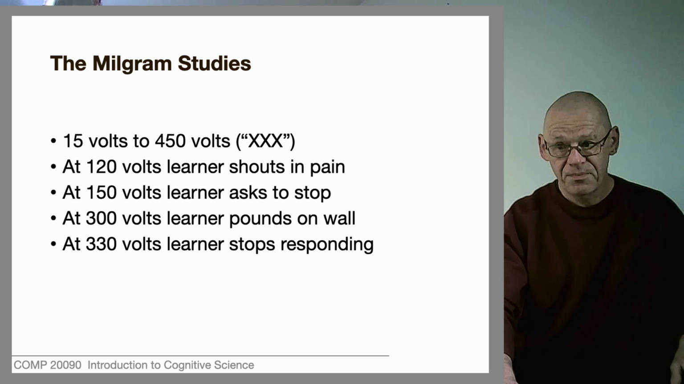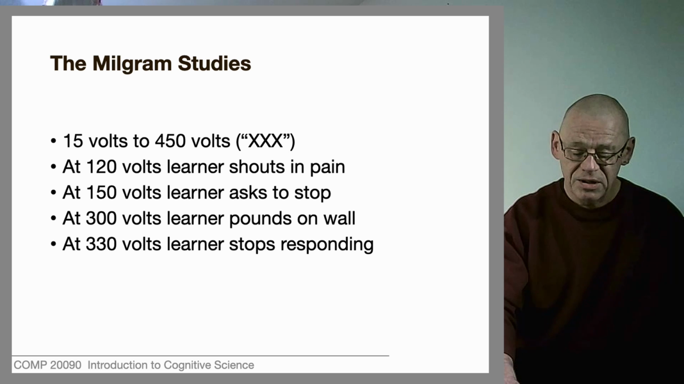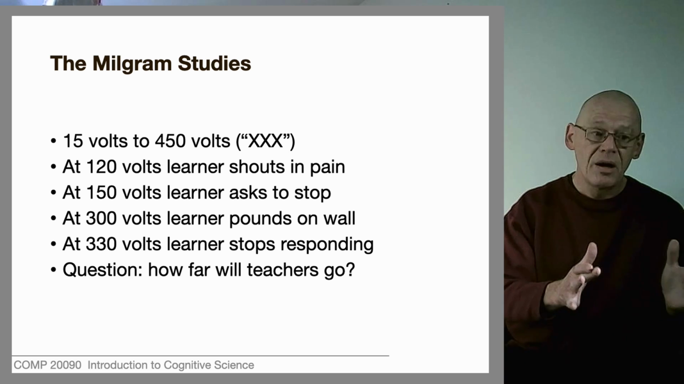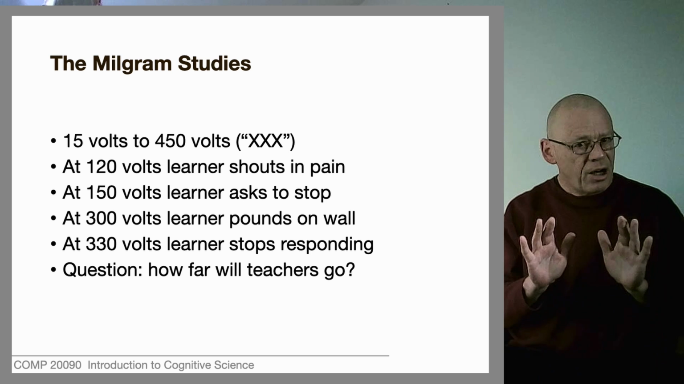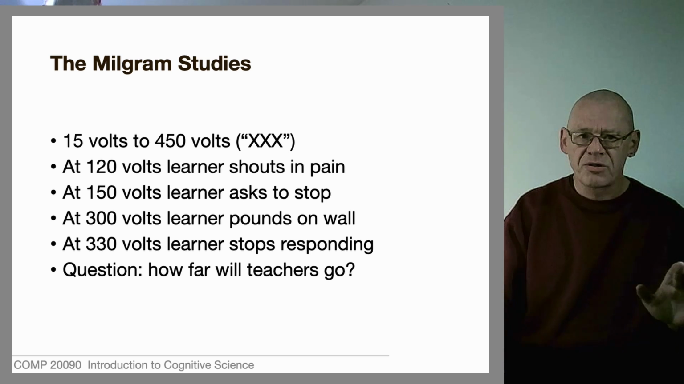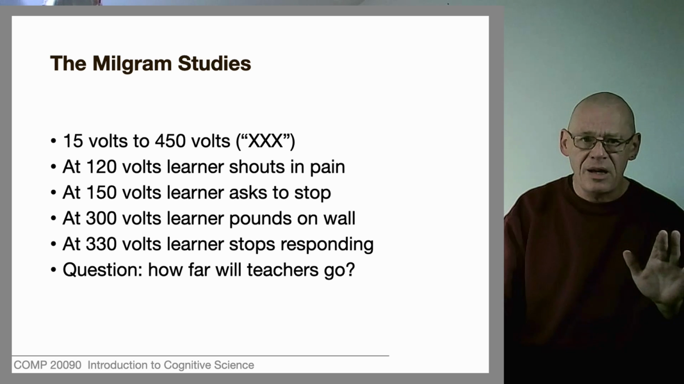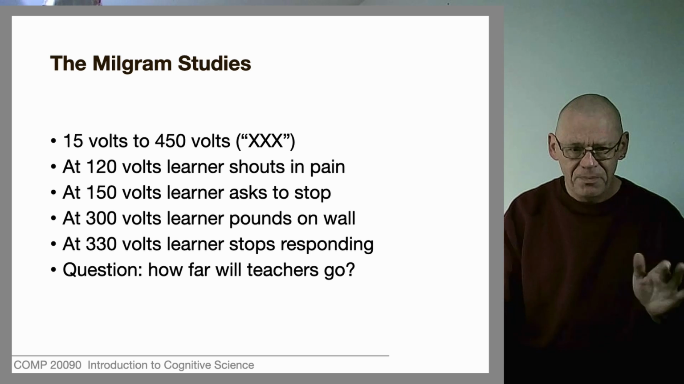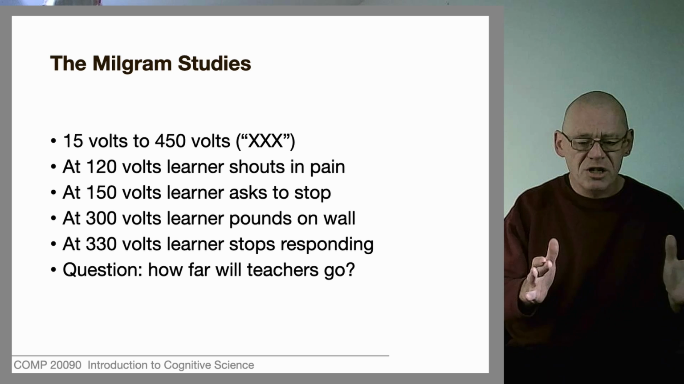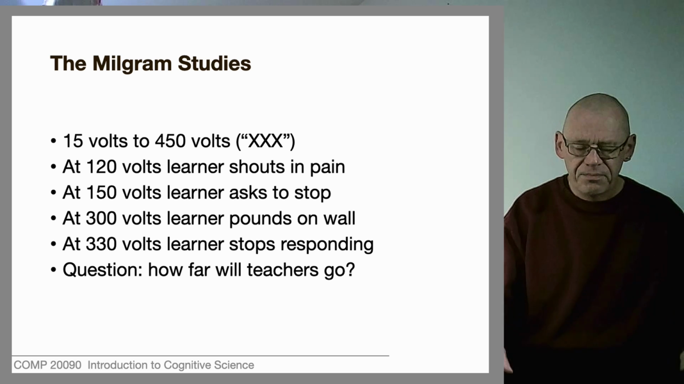And the question that has been asked in this experiment is, how far will teachers, those are the people who've been brought in, how far will they go? I hope you can see this is relevant to the question of, if I give you orders to do something that's obviously evil, will you still do it? Here, the authority is the authority of the scientist in a respectable university.